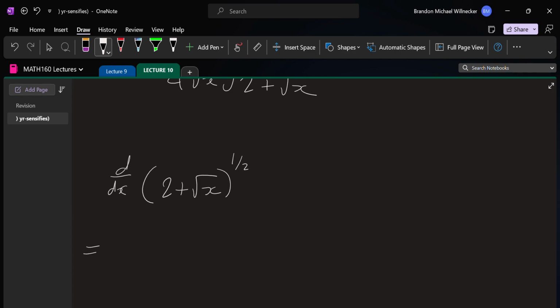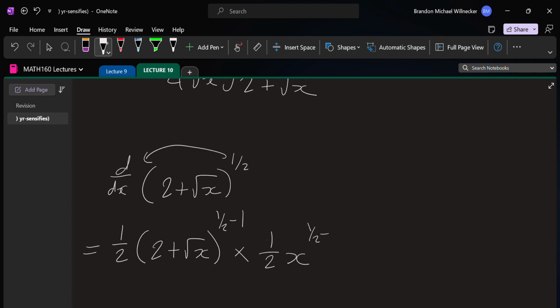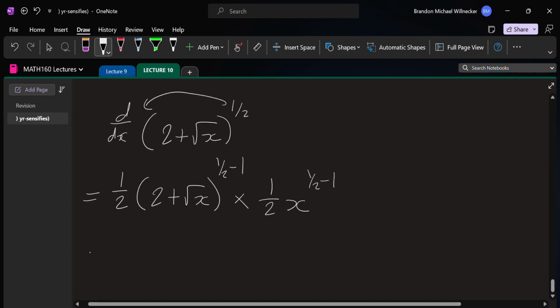Okay, so we have 2 plus root x to the half. Okay, so we'll go through it step by step. So we ignore the inside part. Okay, that's just the inside part. We're not worried about that. We have the power 1/2. Okay, so we're going to use the power rule. So we take the exponent down. So that will be 1/2, 2 plus root x to the half minus 1.